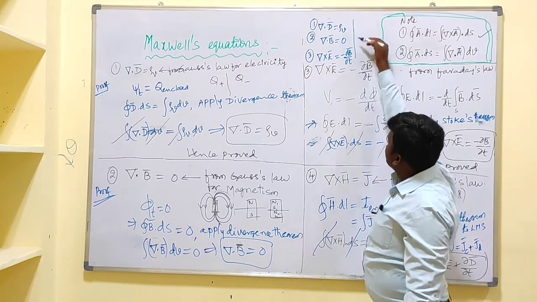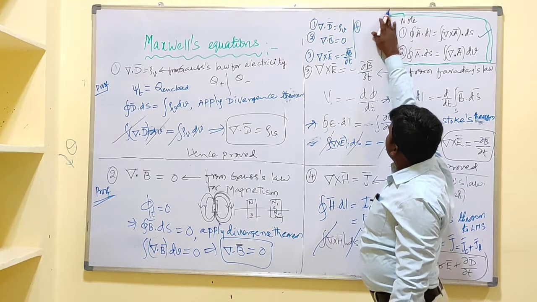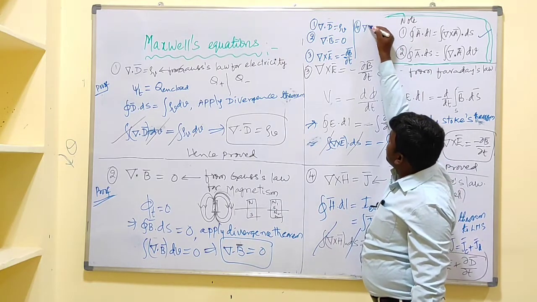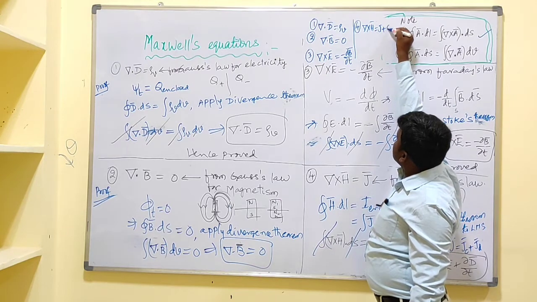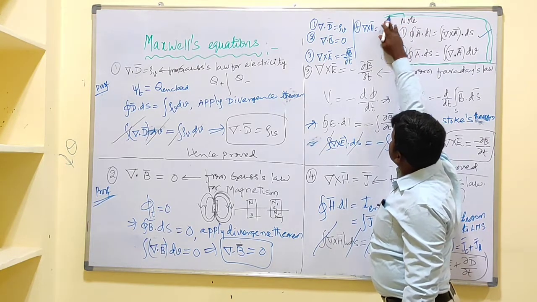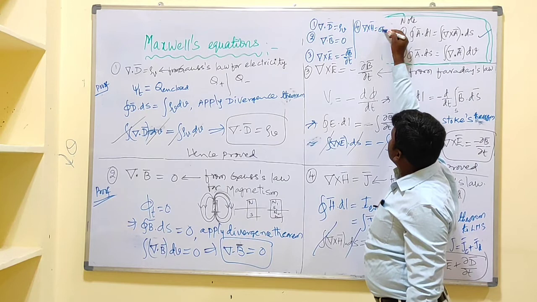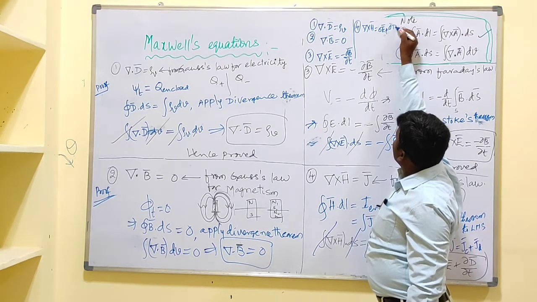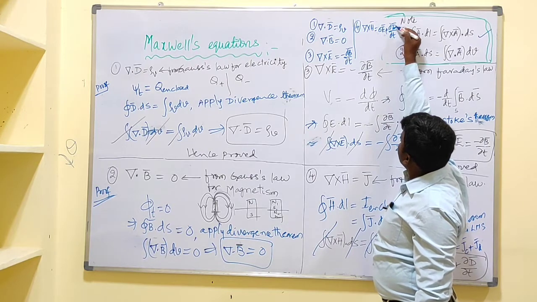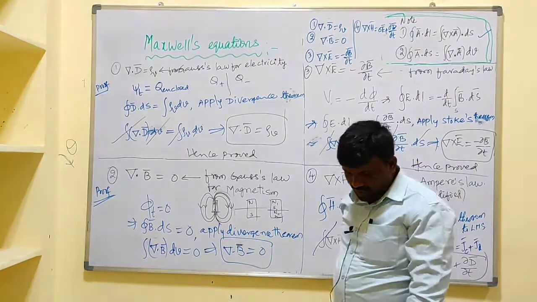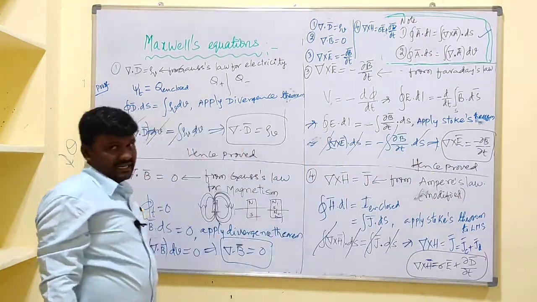And fourth one is nothing but what? Fourth one is nothing but del cross H is equal to J plus dou D by dou T. Let me write that one entire equation, that is sigma E plus dou D by dou T. So this is about all four Maxwell's equations.